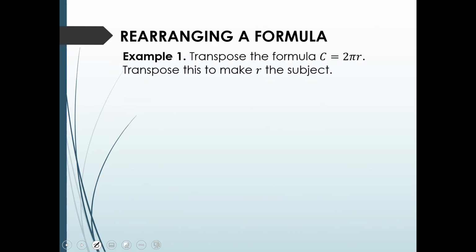Okay, let's have example number 1. Transpose the formula C is equal to 2 pi r to make r the subject. So first, in the given, remember the subject is the left part, so the subject here is C. We want to make r the subject, so at the end of this, we should get r is equal to something. So this is the given, C is equal to 2 pi r, and we want r as the subject.